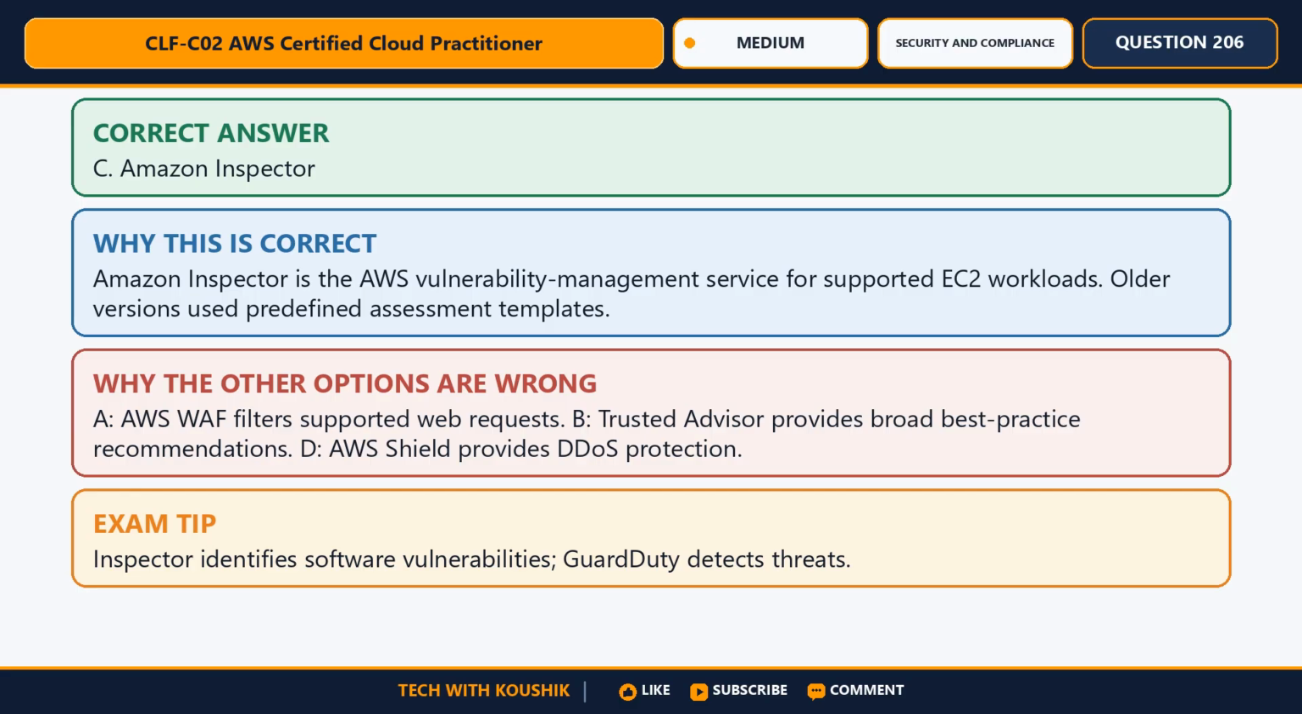A. AWS WAF filters supported web requests. B. Trusted Advisor provides broad best practice recommendations. D. AWS Shield provides DDoS protection. Exam tip. Inspector identifies software vulnerabilities, GuardDuty detects threats.